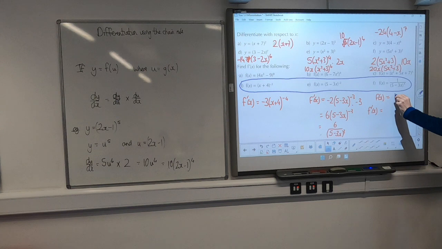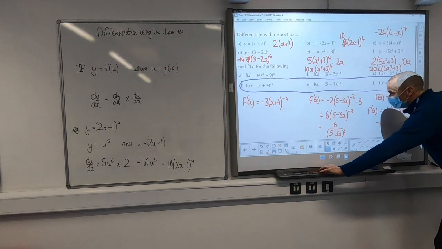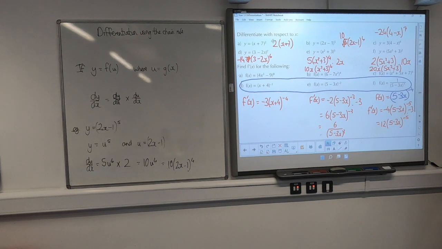And for the third one, hopefully you rewrote it like this first. And always when you're differentiating, multiply out brackets and write things in index form. So I've got -4 times this to the power of -5, multiplied by -3, which is what I get when I differentiate the brackets. So I end up with 12, -4 times -3. And I run out of space, but because that was written like this, I should perhaps rewrite that. So that will be 12 on the numerator over 5 minus 3x to the power of 5.